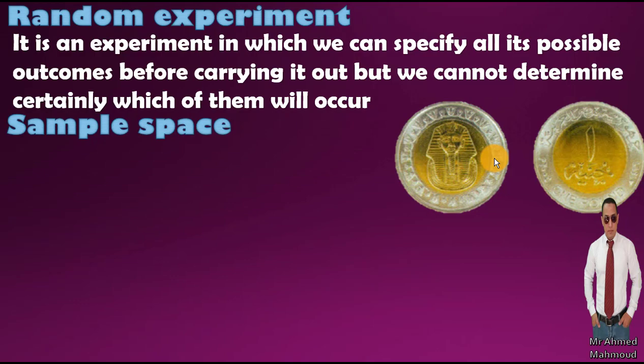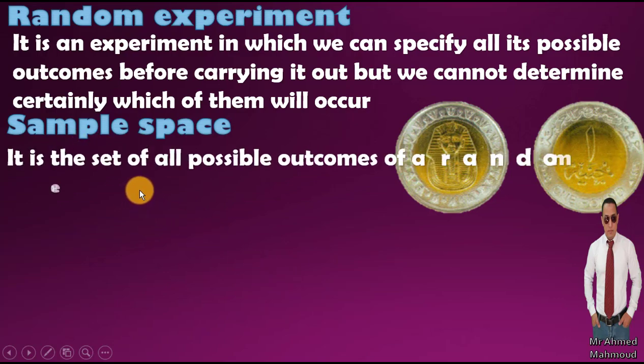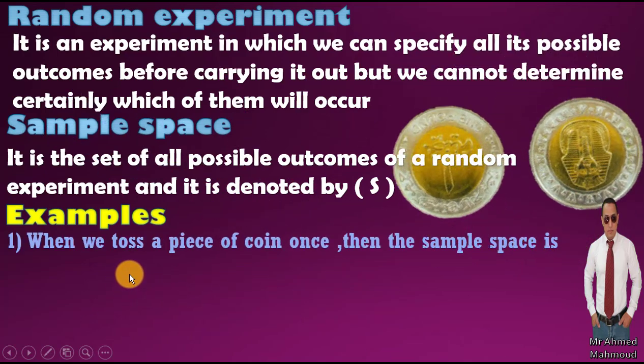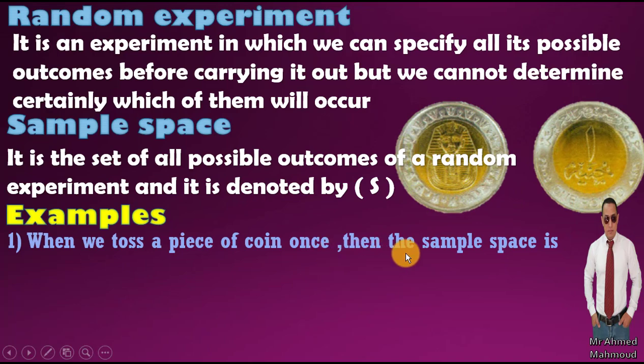Okay, now we have another definition called sample space. Any experiment is formed from elements. These elements are recorded inside a set, and this set is called the sample space. So the sample space is a set of all possible outcomes of a random experiment, and it is denoted by S. For example, when we toss a piece of coin once, what is the sample space? Okay, the coin includes head or tail. So the sample space here is a set of H or T, or head or tail.